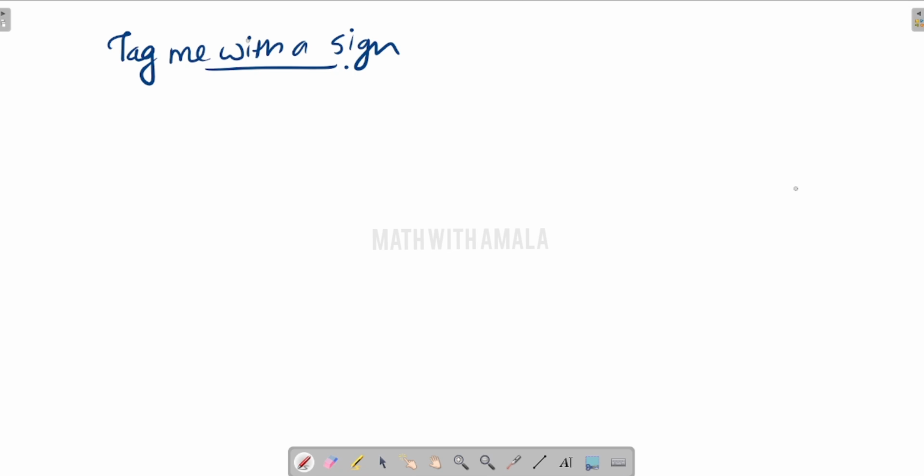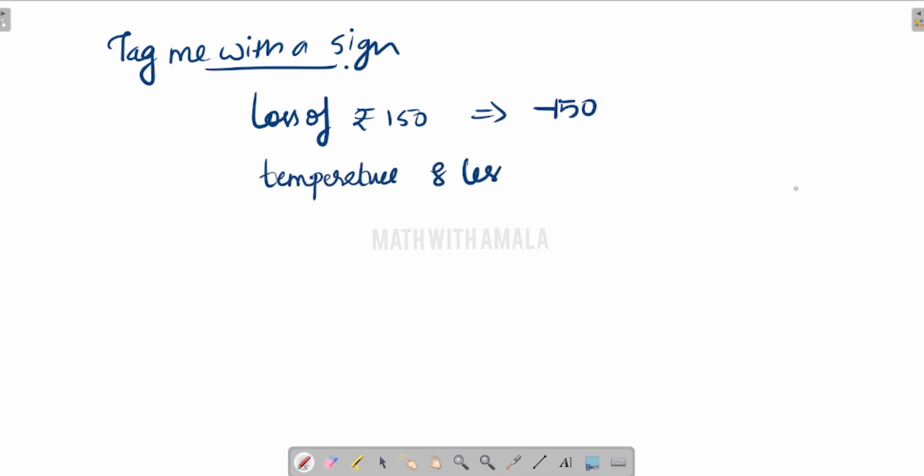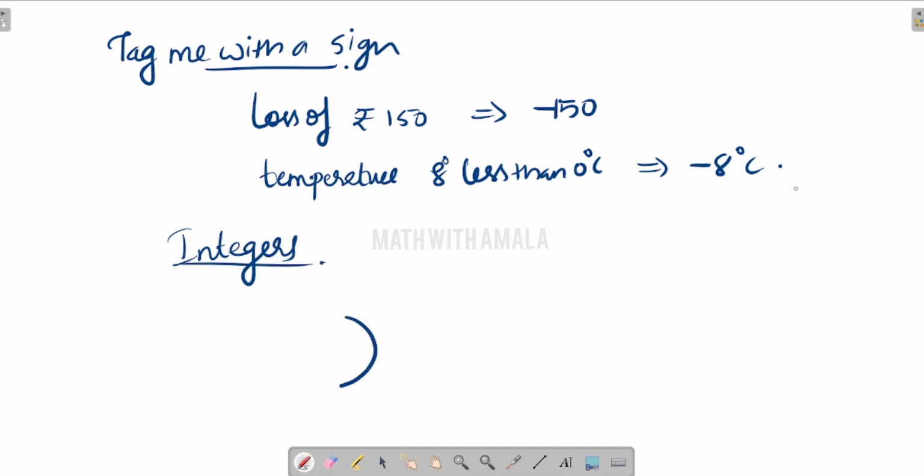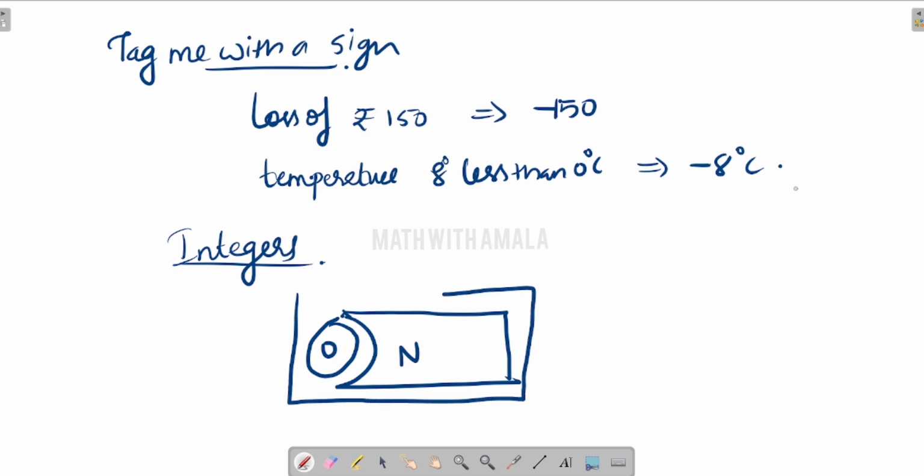Now we can see how we will tag some numbers with a sign. The loss of some money, you can write like minus 150, and the profit can be plus 150, or plus some number, a positive number. Temperature 8 degrees less than 0 degrees, you can write as minus 8 degrees Celsius. Now a value below sea level, like 30 below sea level, you can write as minus 30, like that.